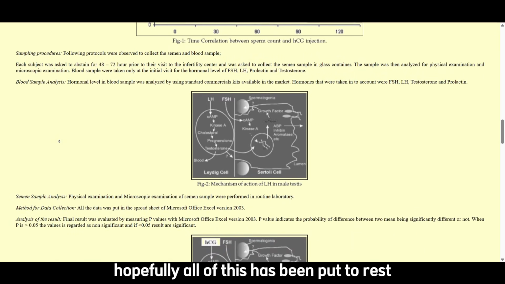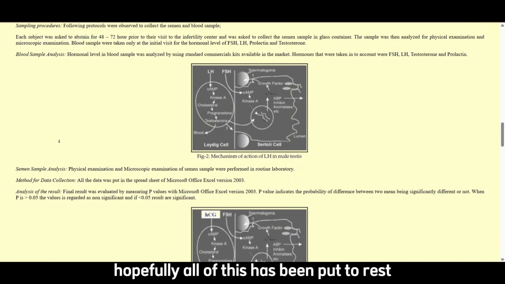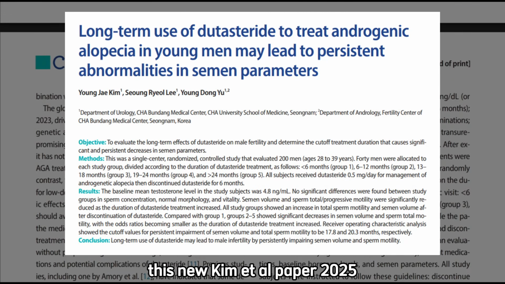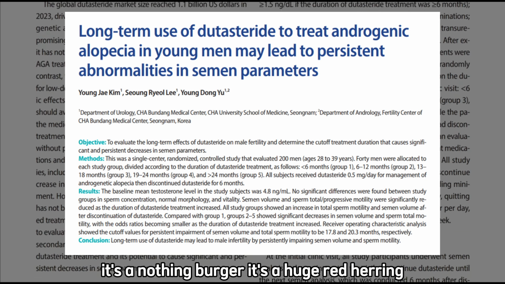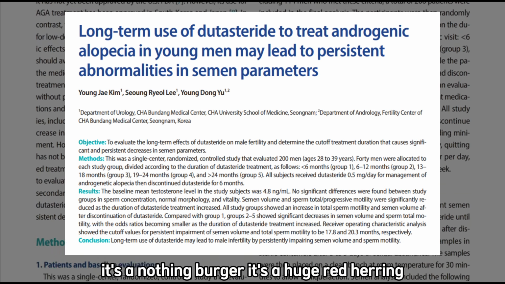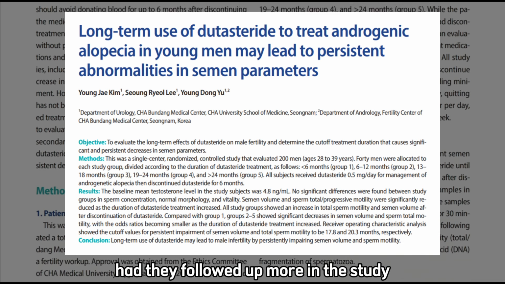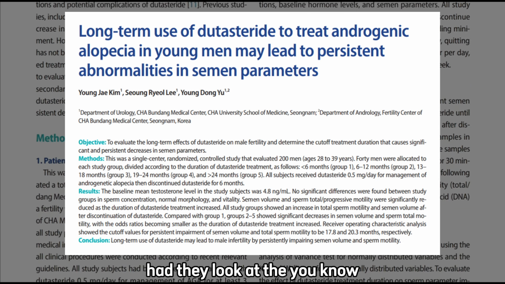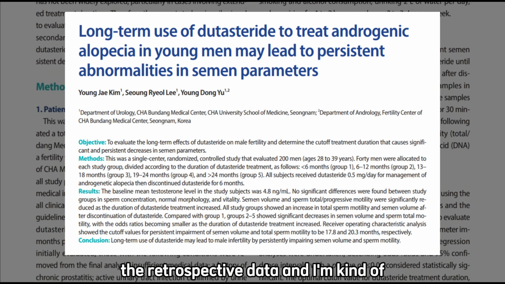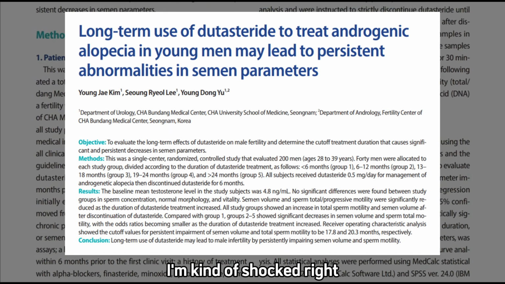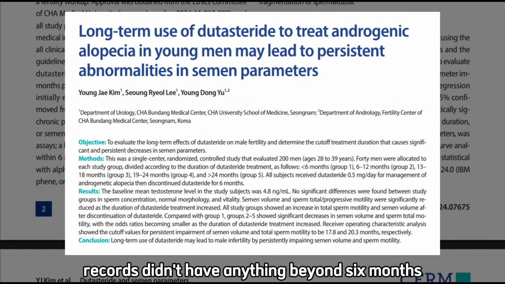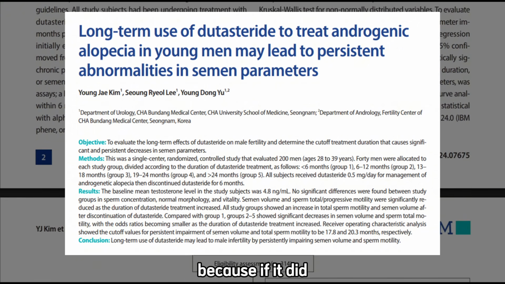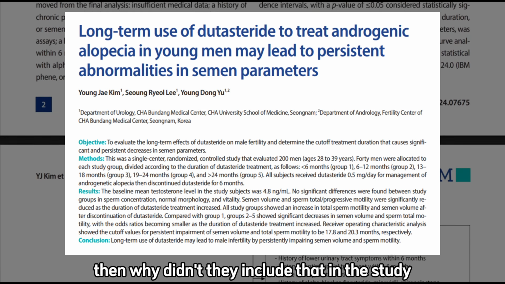Anyway, guys, hopefully all of this has been put to rest. This new Kim et al. paper 2025 that everyone's freaking out about, guys, it's a nothing burger. It's a huge red herring. Had they followed up more in the study, had they looked at the retrospective data, and I'm kind of shocked, real quick, that the patient records didn't have anything beyond 6 months, because if it did, then why didn't they include that in the study?